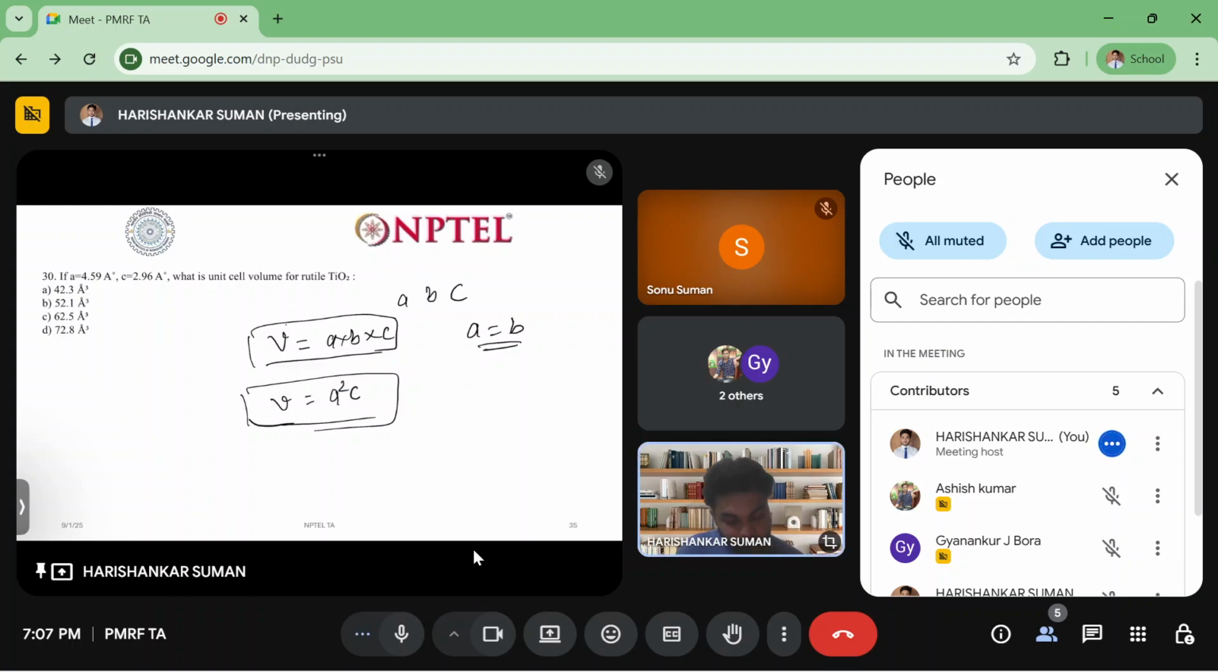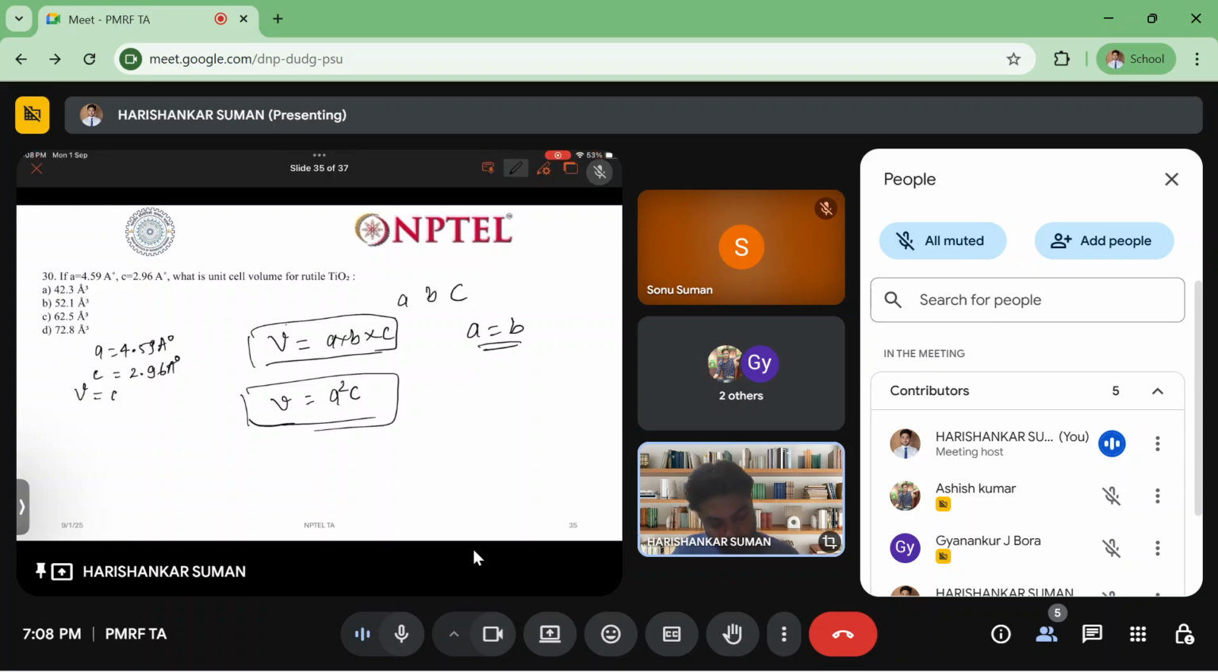Yes, please answer. Did you get your answer? a is given as 4.59 and c also 2.96. So we have to calculate a squared into 2.96. This is the cube. Next, let me check the calculator.